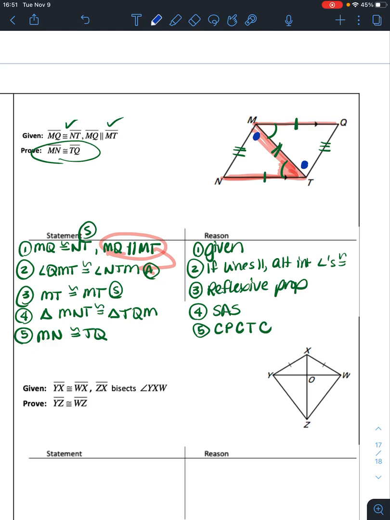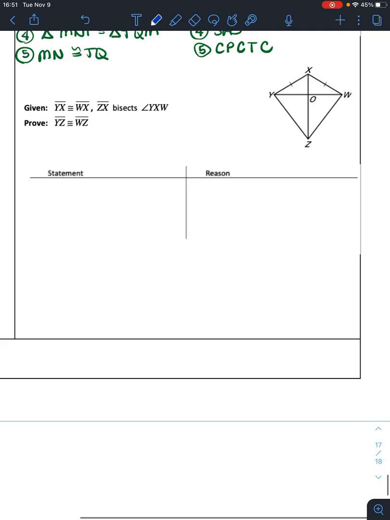Well, we know those two blue dotted angles are congruent because of corresponding parts of congruent triangles. We know that those two angles are alternate interior angles. And if the alternate interior angles are congruent, then the lines are parallel. So I can use this to get all the way into something like that. Just a side note.